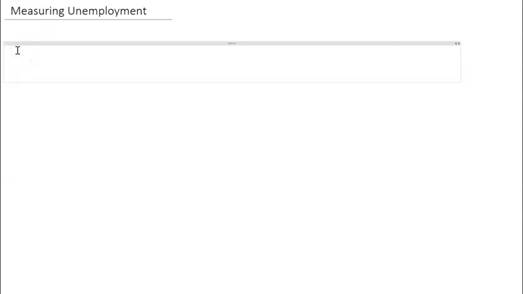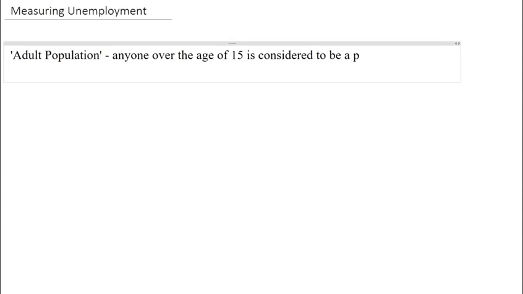Today, we're going to talk about unemployment and the unemployment rate, how we measure it, and what effect it has on the economy. Before we talk about unemployment, we first have to talk about what we call the "adult population." I'm putting adult population in quotes here because it means something different when it comes to the labor force. An adult population, at least when it comes to working conditions, is anyone over the age of 15.